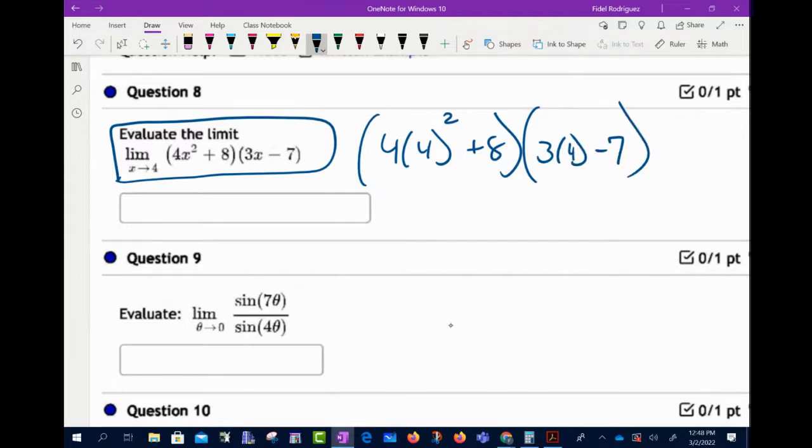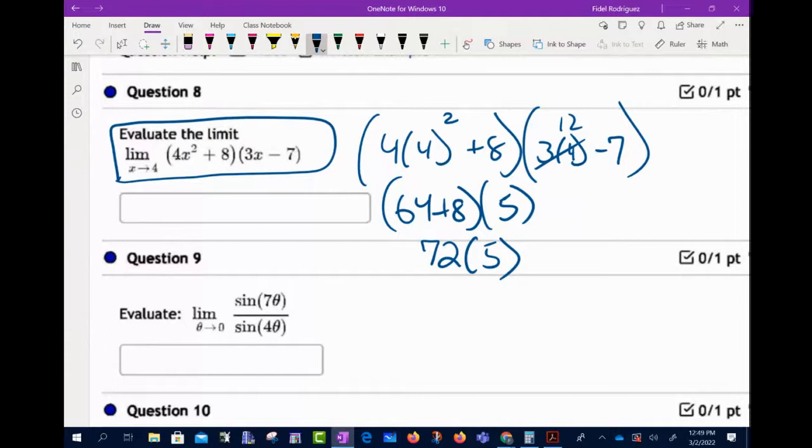Okay. So 4 times 4 squared is 64 plus 8. 3 times 4 is 12 minus 7 is 5. 64 plus 8 should be 72. Anybody know what 72 times 5 is? So what do we do? Just plug in x equals 4, right? Okay.